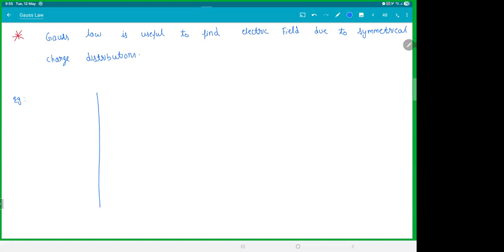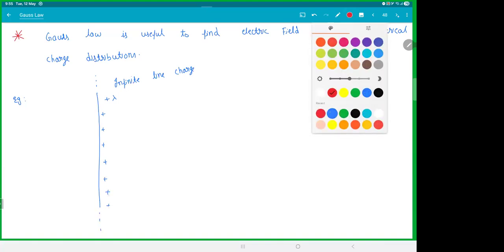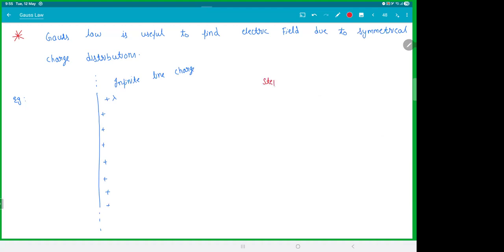2k lambda by r, right? So that was the formula. Infinite line charge, this is plus lambda. So you want to find the field due to an infinite line charge. Great. Step 1: choose a symmetrical Gaussian surface. So you have to choose a symmetrical surface.